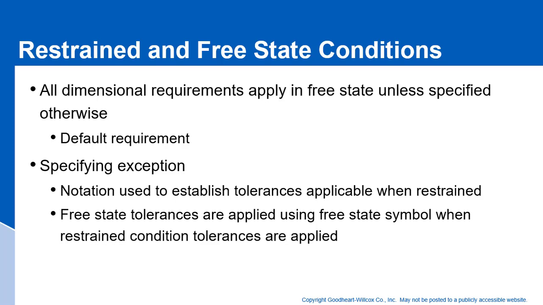Okay. And why is that different? Well, in some cases, like a flimsy gasket or something like that, it could have some stresses in it and not sit particularly flat on a table. In which case you'd probably want to constrain it to get the actual measurements. But all dimensional requirements are assumed to apply in the free state unless otherwise specified. And if you have to, you would specify an exception to that rule.